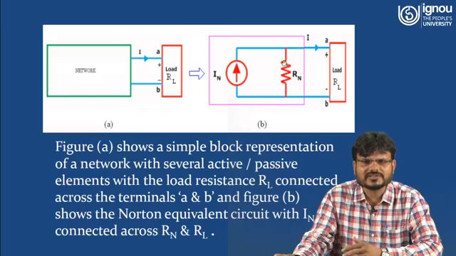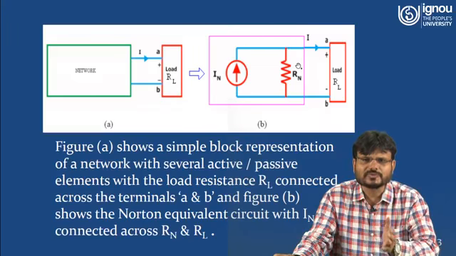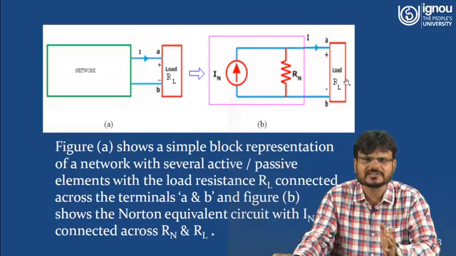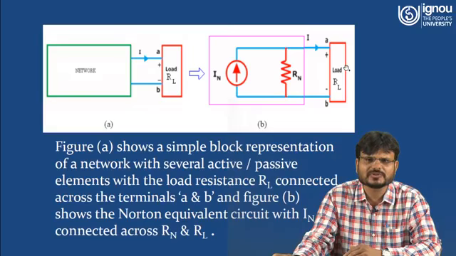And this Norton resistance is nothing but the equivalent resistance looking from the two terminals into the network while all independent energy sources are replaced by their internal resistance. And this one is the load resistance. Suppose you have to find the value of the load current IL. So how can you calculate the current IL?